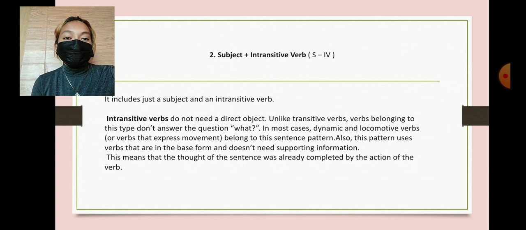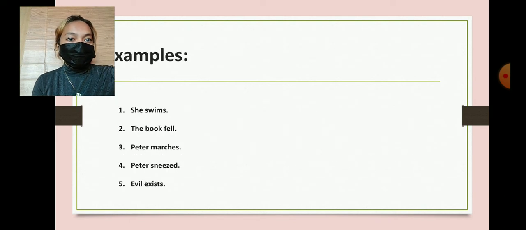Also, this pattern uses verbs that are in the base form and doesn't need supporting information. This means that the thought of the sentence is already completed by the action of the verb. So, this is the intransitive verb, which does not need an object. For example: she swims, the book fell, Peter marches, Peter sneezes, evil exists.